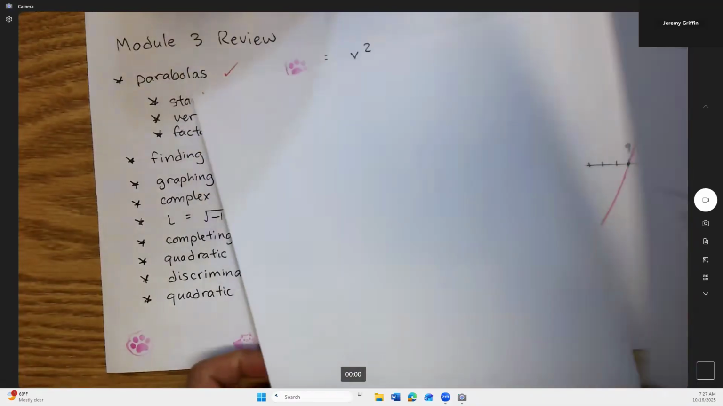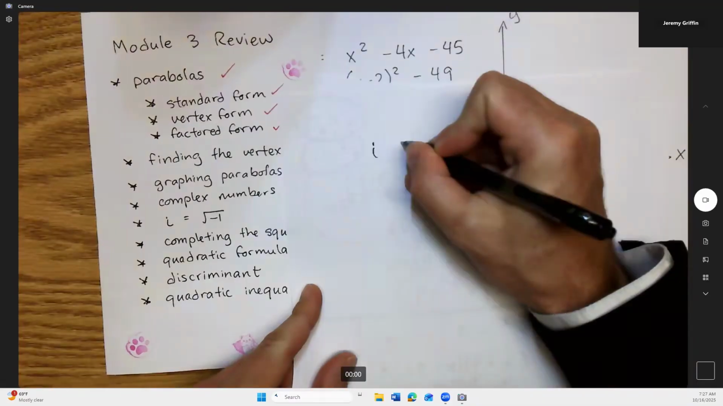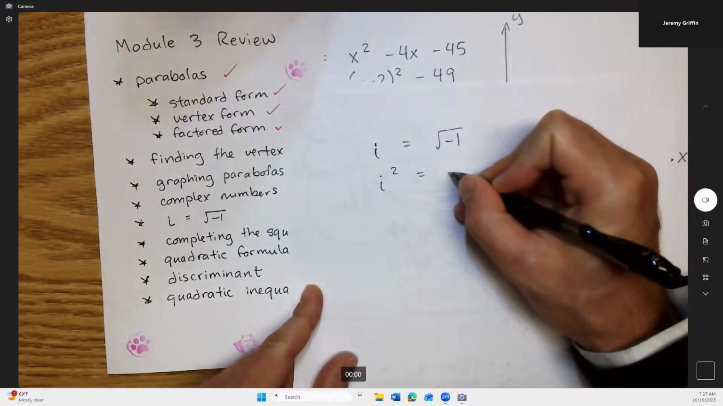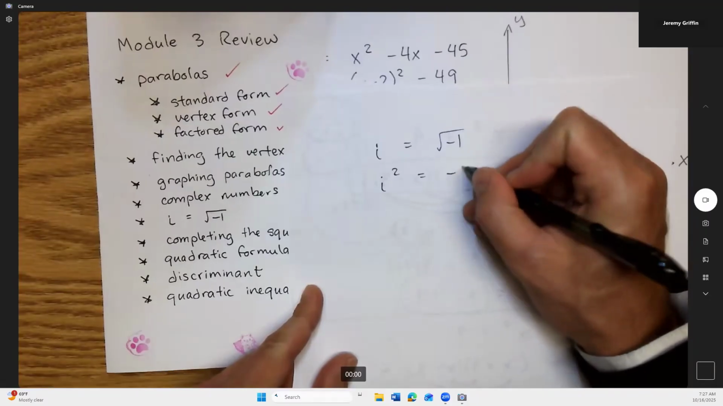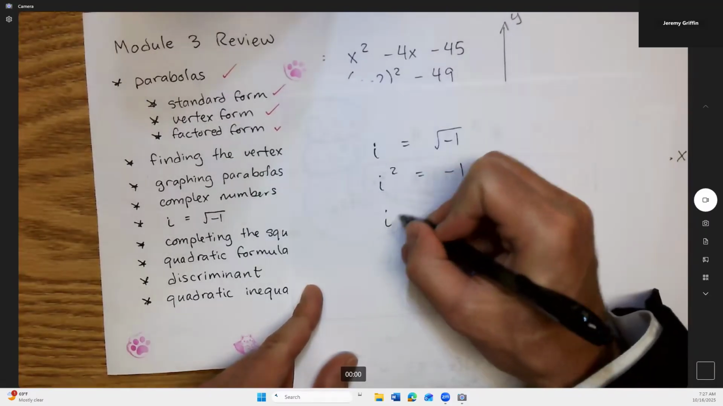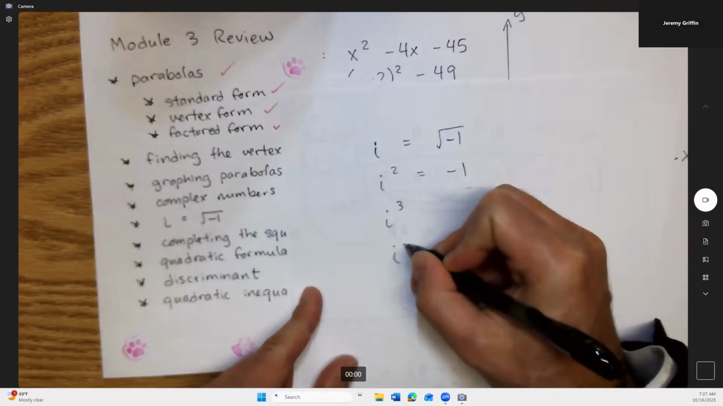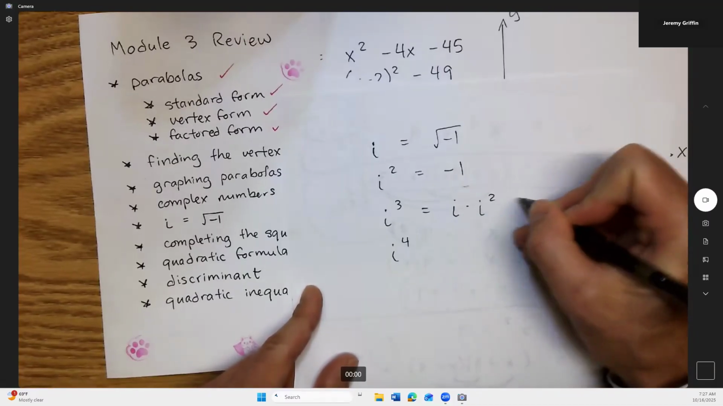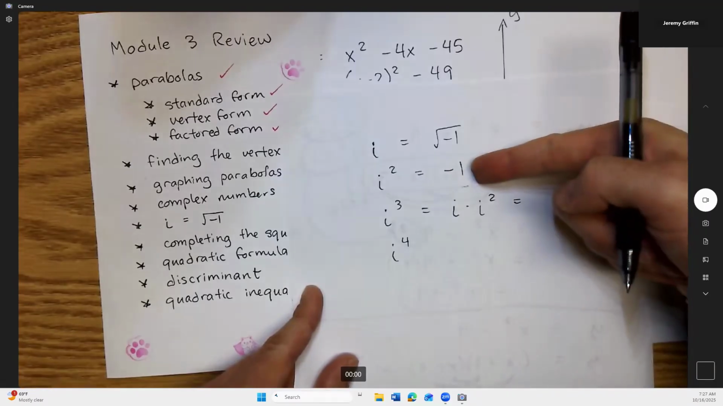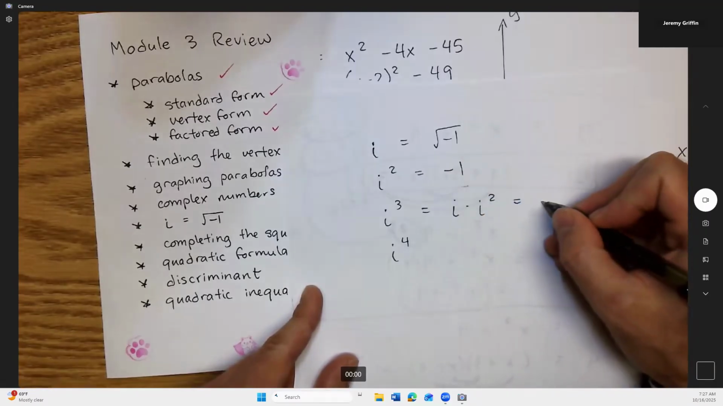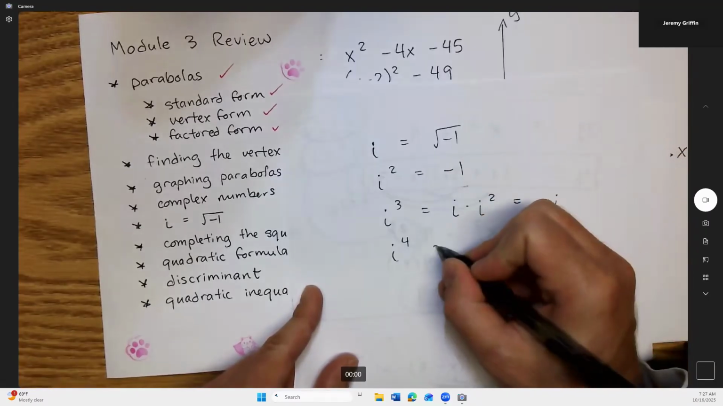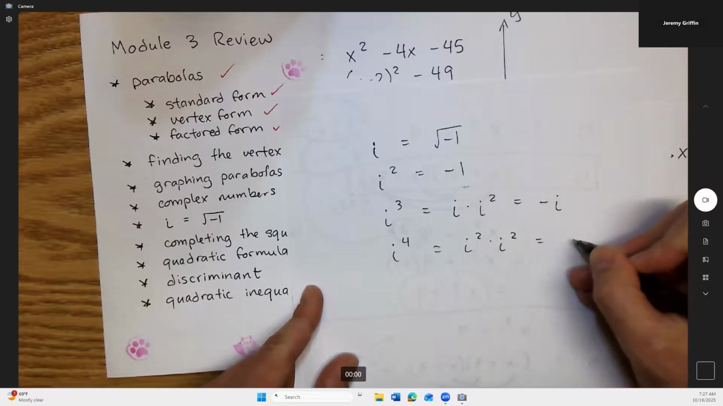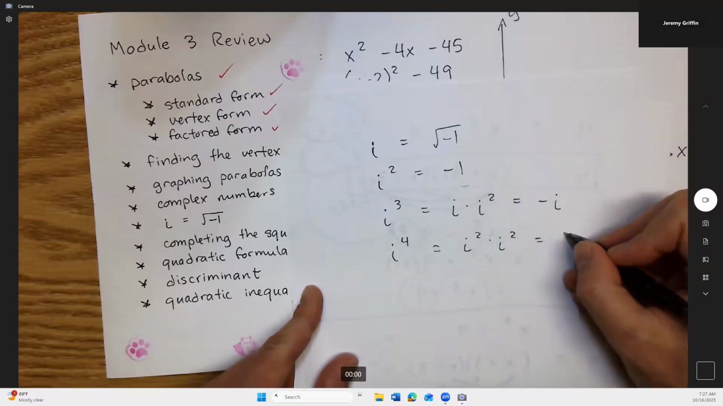Oh, here's something else with i. If i is equal to the square root of -1, then i squared is -1. I wonder, what if I keep going? What if I keep increasing powers here? So i to the third would be i times i squared, which is, well, i squared is -1, and i is i, so this would be -i. And then i to the fourth, isn't that like i squared times i squared, which is -1 times -1, which is +1.